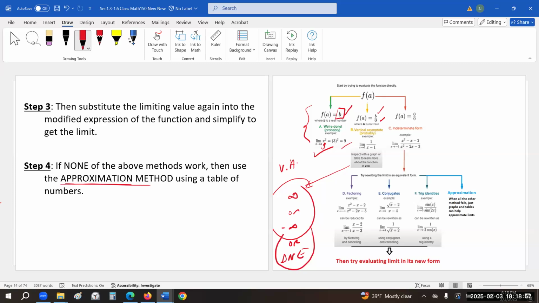And how do you know you're dealing with vertical asymptote? After you substitute the limiting value into the original function, if the numerator is a number but the denominator is a 0, that means a vertical asymptote.